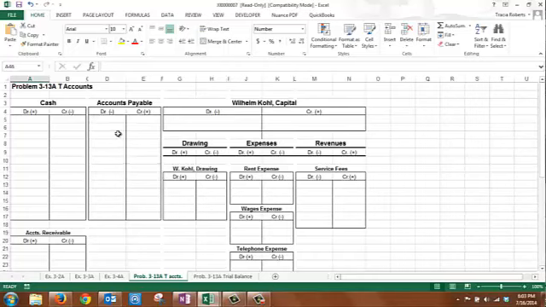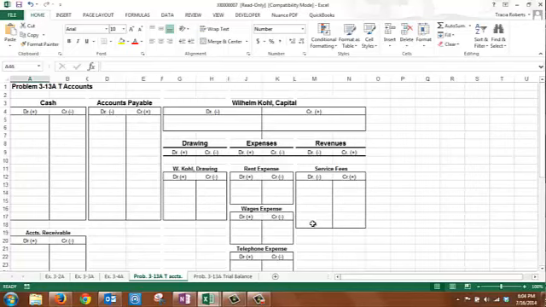This next set of columns is your liability, accounts payable. That's usually money that you owe to someone that you're going to eventually pay. When we want to decrease it, we debit it, and when we want to increase it, we credit.